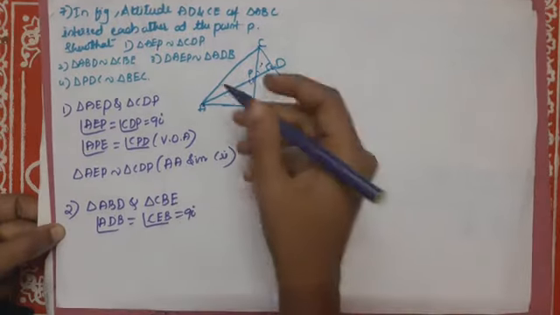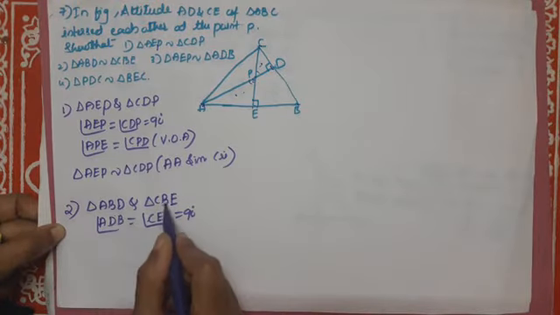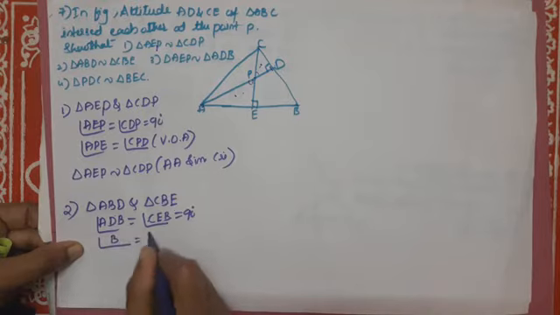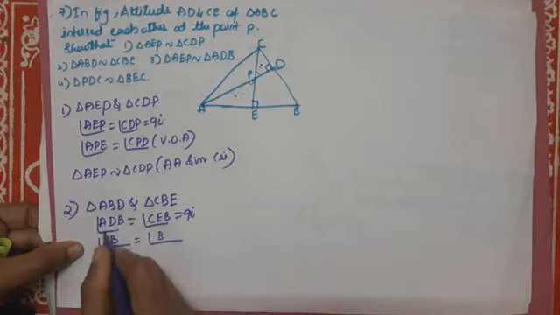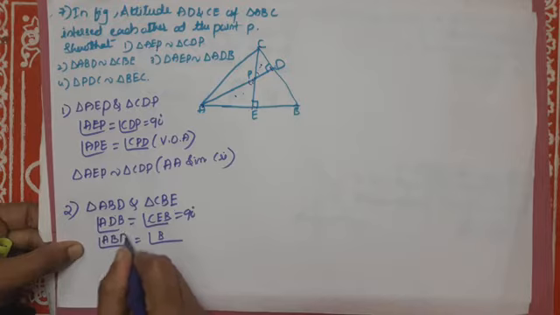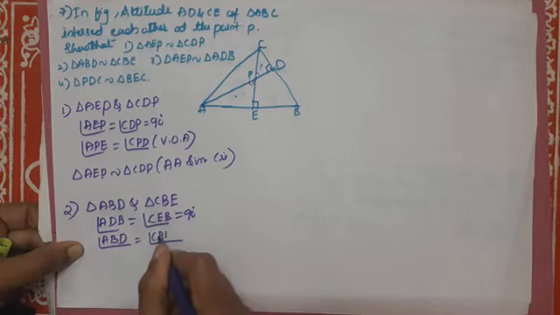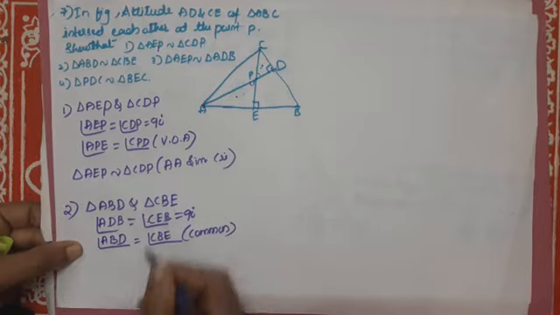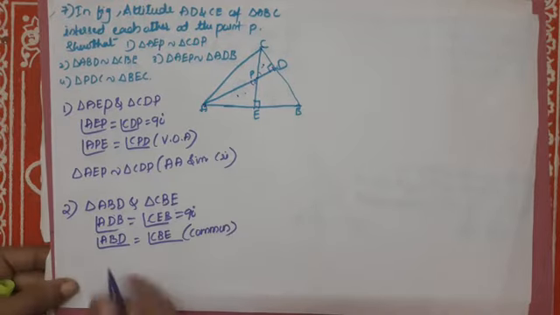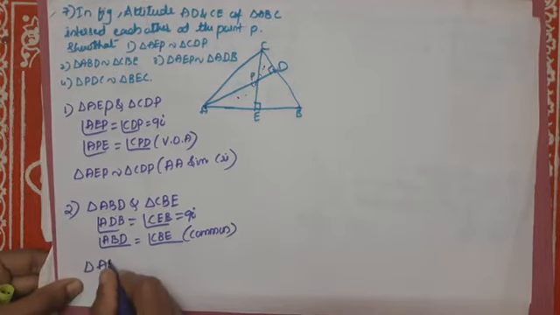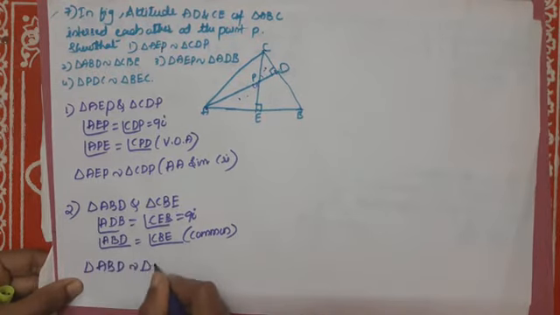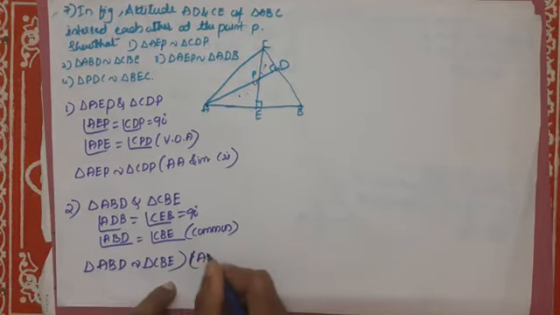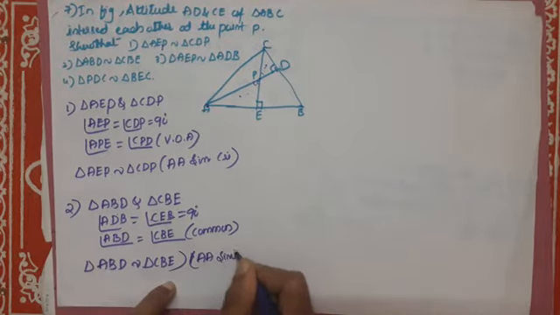Then in these two triangles, angle B is common. Angle B in ABD and angle B in CBE are common angles. So again two angles are equal, and the third will automatically be equal. Then triangle ABD is similar to triangle CBE by the angle similarity criteria.